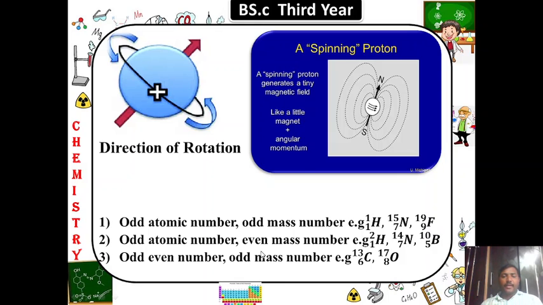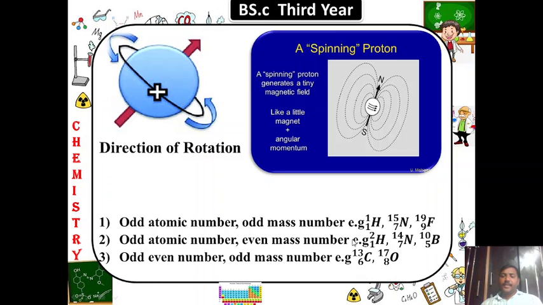An odd atomic number with an even mass number, like hydrogen 1, nitrogen 7, these are inactive for NMR spectroscopy. Even atomic numbers such as 6 and 8 with odd mass numbers, like 13 and 17.